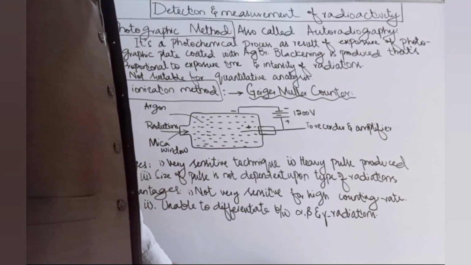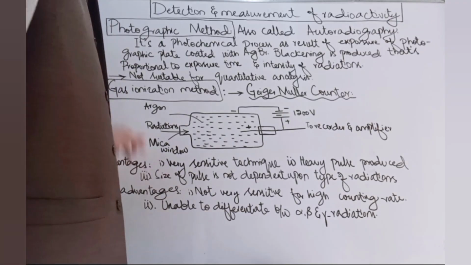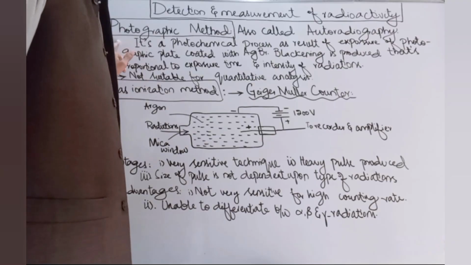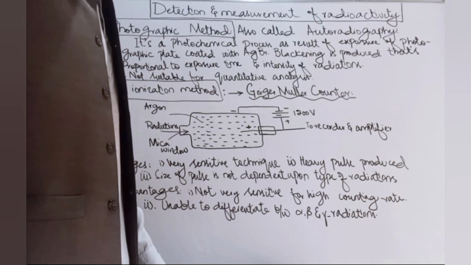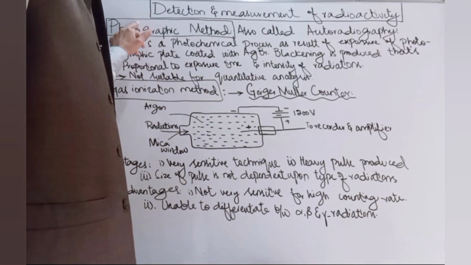In today's lecture we are going to talk about the detection and measurement of radioactivity. So first of all, the first method is the photographic method. This method is also known as autoradiography, as the word indicates, photographic.